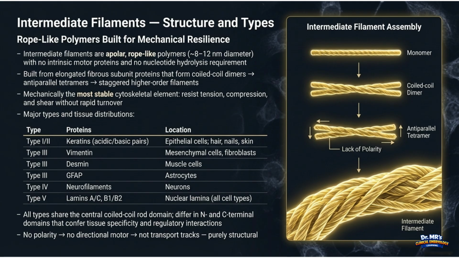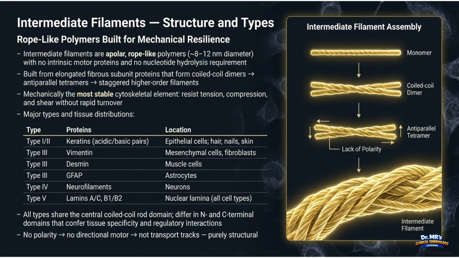Lamins are structurally unique because they are the only intermediate filaments located inside the nucleus rather than in the cytoplasm. They form the nuclear lamina, a dense, cross-linked meshwork just inside the inner nuclear envelope that protects the shape of the nucleus and organizes chromatin.